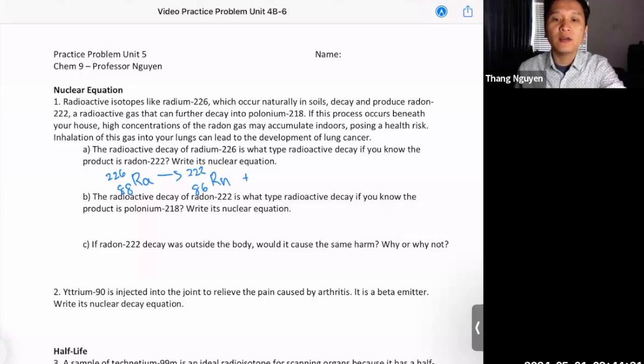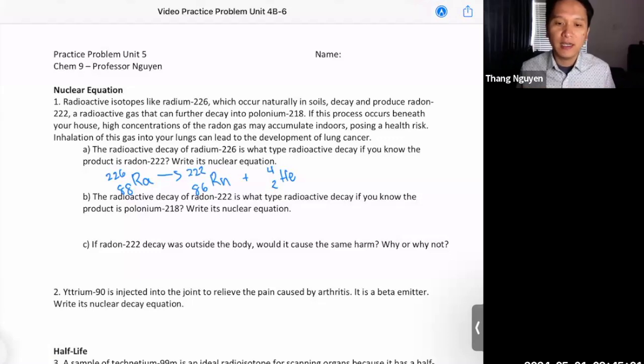Okay, so 222 plus what is equal to 226 plus 4, right? So we know it has an addition of 4 mass units. And then 86 plus 2 in the bottom is 88. So we know that this element also has 2 protons. And so what is that? That's helium nucleus, aka the alpha particle.